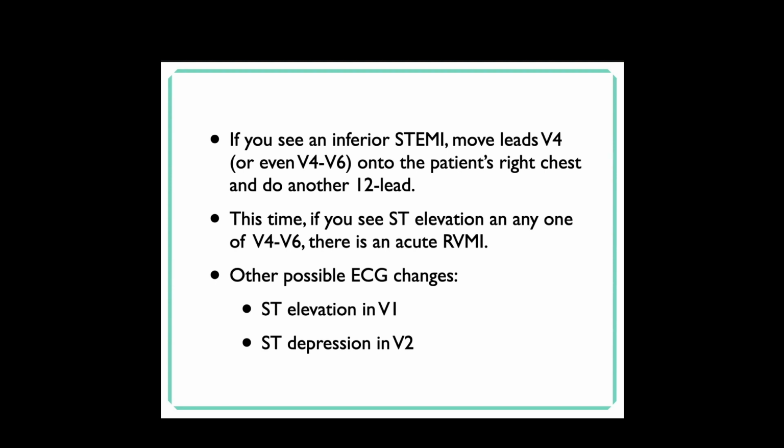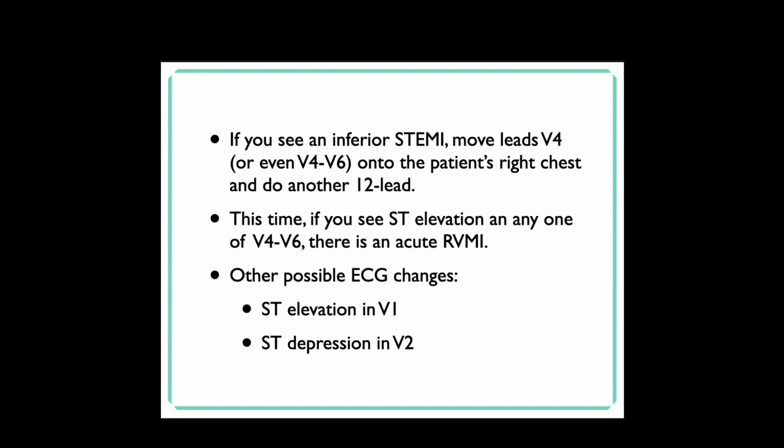Okay, and Koa, what do you expect to see with an inferior STEMI? Which leads? 2, 3, and aVF. And where would you see reciprocal changes? 1 and aVL. Yeah, okay. So you're looking at the 12 lead. It's got ST elevation in 2, 3, aVF, maybe reciprocal changes in 1 and aVL, and you say inferior STEMI. At this point, you should suspect a right-sided MI.